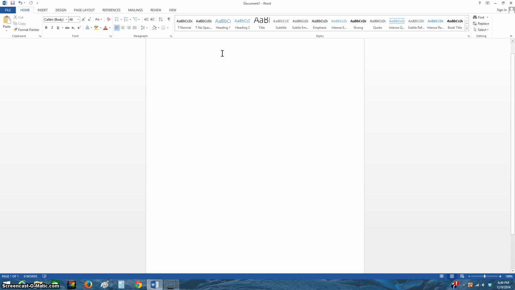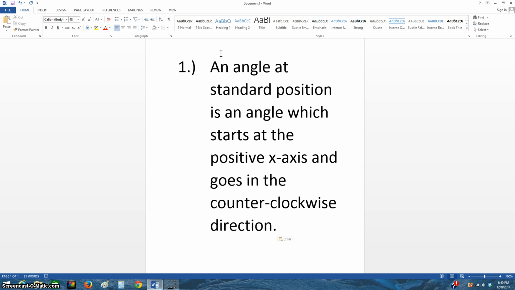Number 1 says, explain the characteristics of an angle in standard position. Now, we've discussed, I guess orally, what an angle in standard position really is. I don't think we've actually written down the formal definition of it, but let's go ahead and do that. An angle in standard position is an angle which starts at the positive x-axis and goes in the counterclockwise direction. I'm going to give you a couple seconds to write that down, and I will also show you a graphical representation of what an angle looks like in standard position.